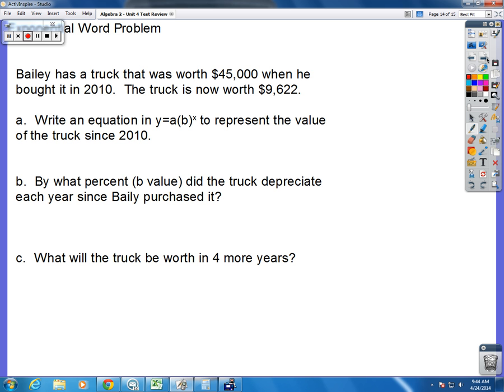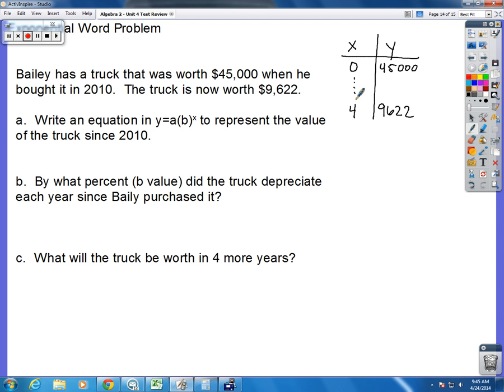Exponential word problem. Oh boy. Bailey has a truck that was worth $45,000 when he bought it in 2010. The truck is now worth $9,622. Write an equation of y equals a times b to the x to represent the value of the truck since 2010. So what we're given here is actually 2 points. We're given year 0, $45,000, and he bought it in 2010. It's now 2014, so that means year 4, it's worth $9,622.